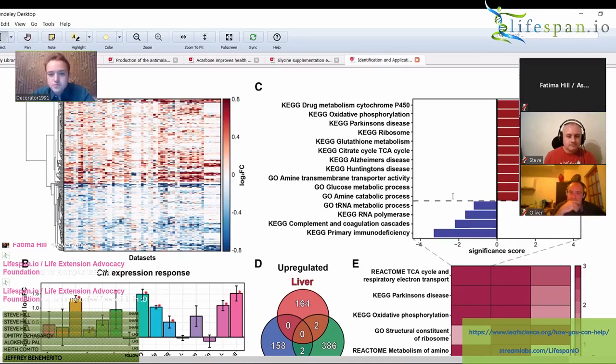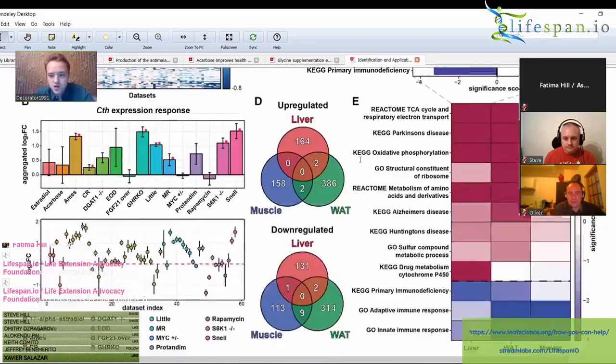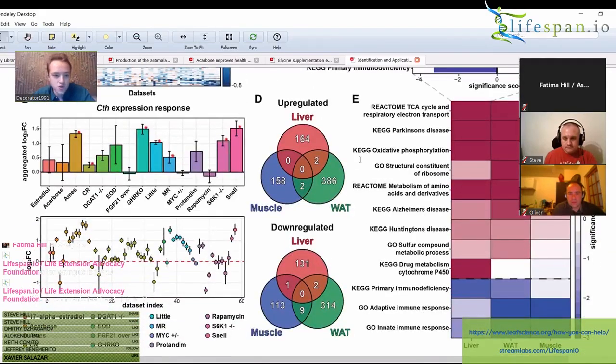So the next idea was to see how consistent these changes are across different tissues. As I said, we had liver here, but other tissues just have fewer data sets available, but some of them are still available. So we wanted to validate these results using other tissues, and we could find enough data for two more tissues, for skeletal muscle and for white adipose tissue.